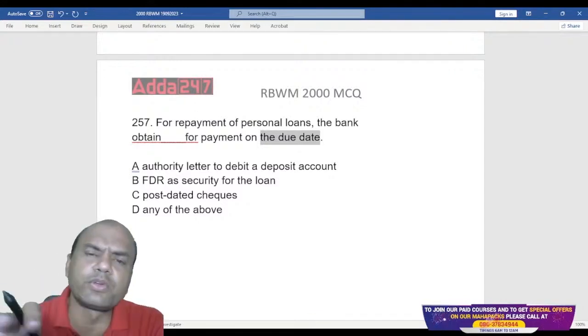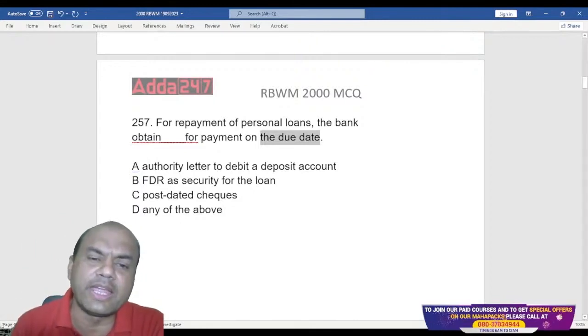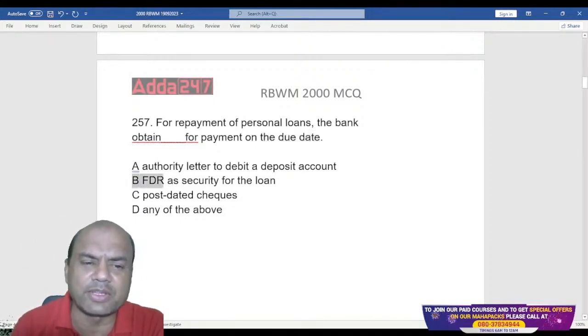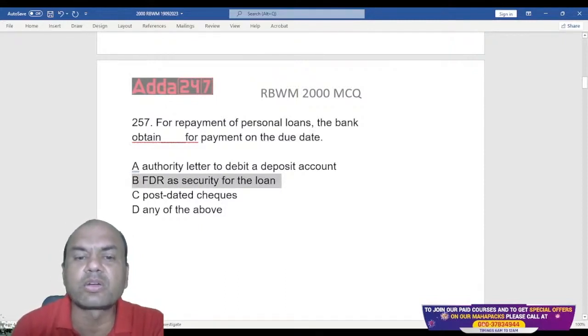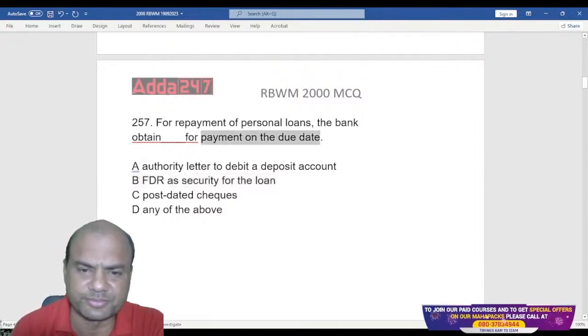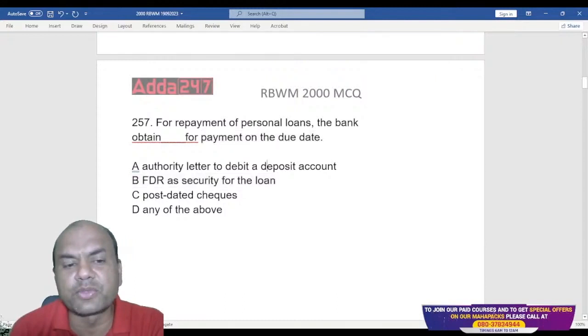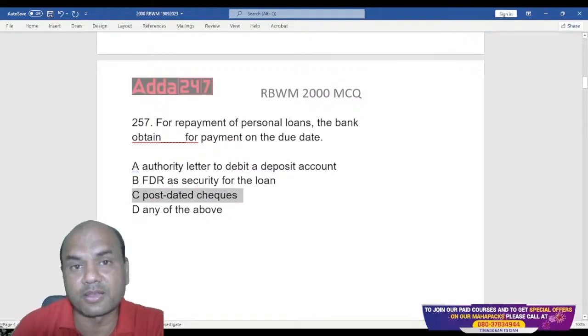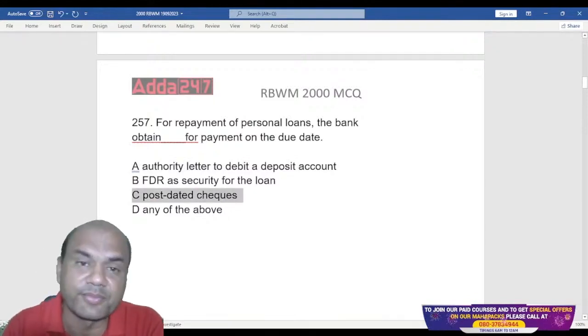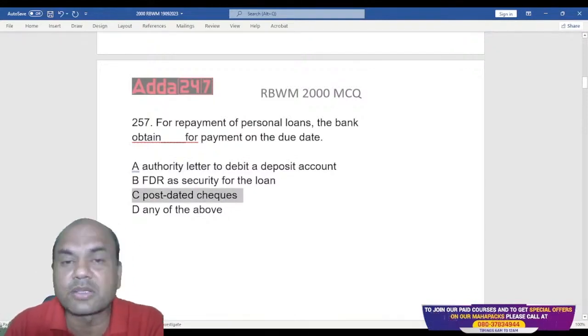I know all of you will get confused between A and C, because B, everyone knows, is not something taken for the due date point. FDR is taken as a security. That security has nothing to do with payment on the due date. All of you will get confused between A and C, because you feel both of them are right. So, what does the bank take now?